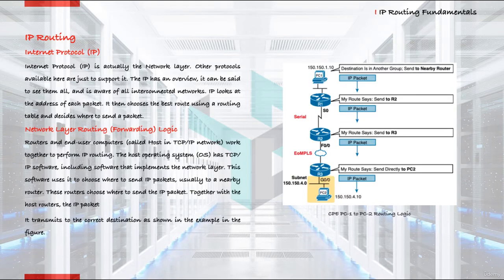What is IP? IP stands for Internet Protocol. The Internet Protocol is actually the network layer itself. Other protocols in this layer exist only to support the Internet Protocol. IP determines where to send a packet by selecting the best route in the routing table.